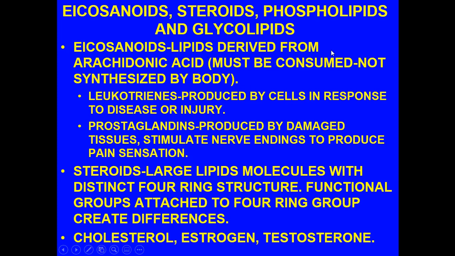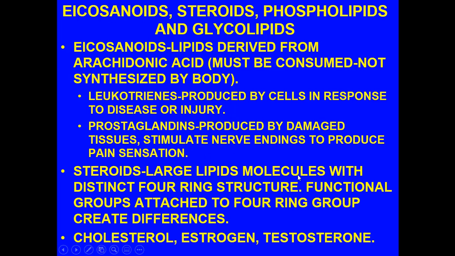But let me go a little bit further into the eicosanoids, etc. Eicosanoids are lipids derived from arachidonic acid. Now, arachidonic acid must be consumed. It's not synthesized by the body. One type of eicosanoid, called leukotrienes, are produced by cells in response to disease or injury, that you see also in situations of asthma, allergic reactions in the respiratory system. Prostaglandins, these are produced by damaged tissues. They stimulate nerve endings to produce the pain sensation. Remember I said before about NSAIDs, non-steroidal anti-inflammatory drugs? They block the synthesis of prostaglandins, and thereby they reduce the pain sensations.